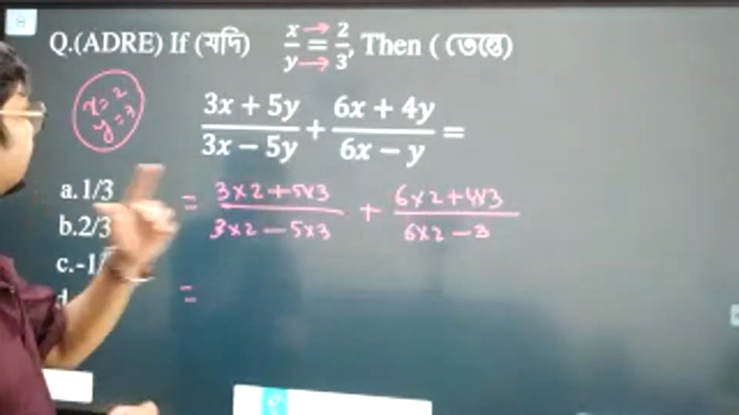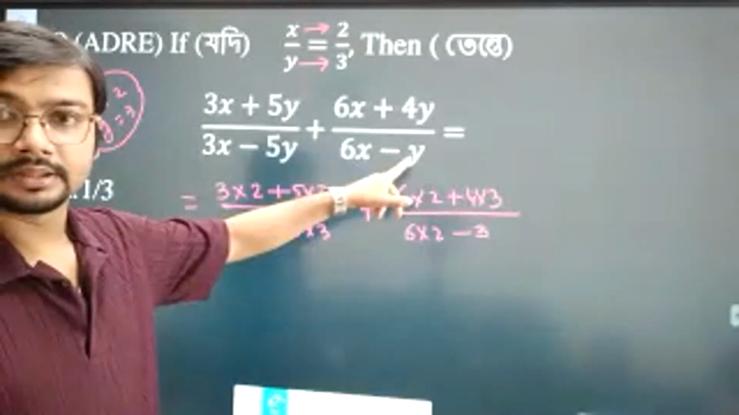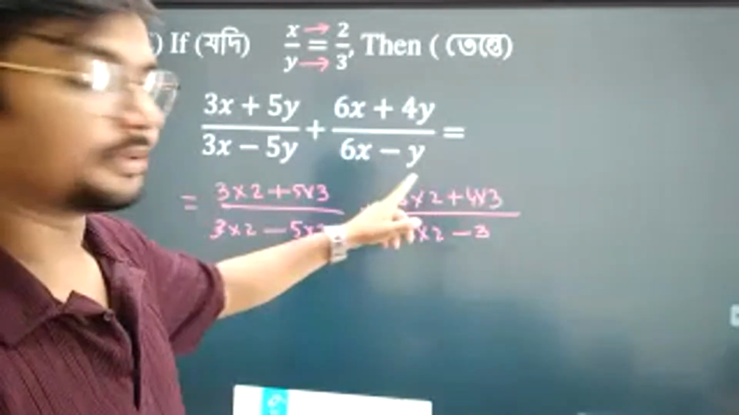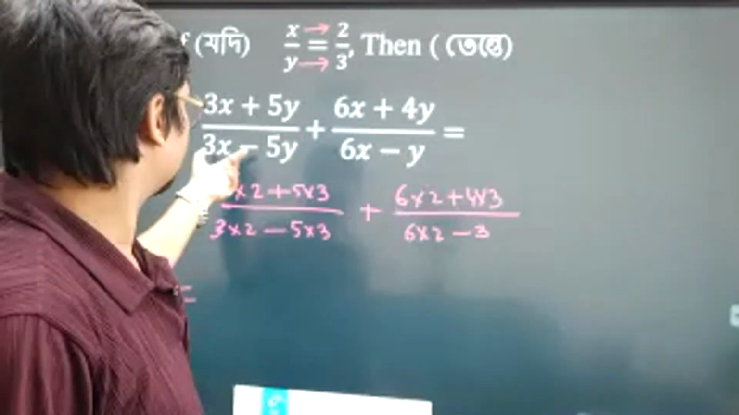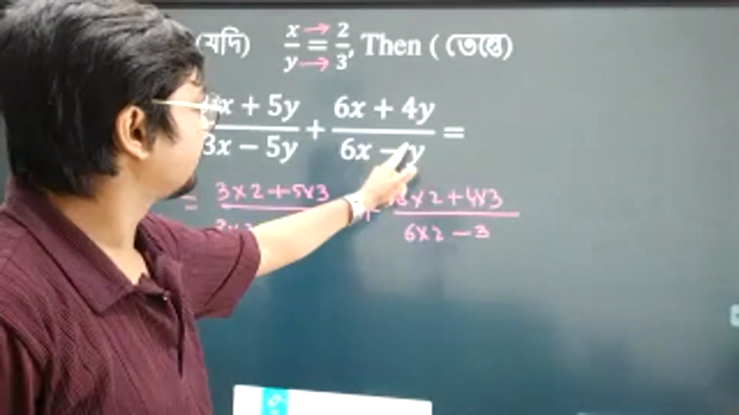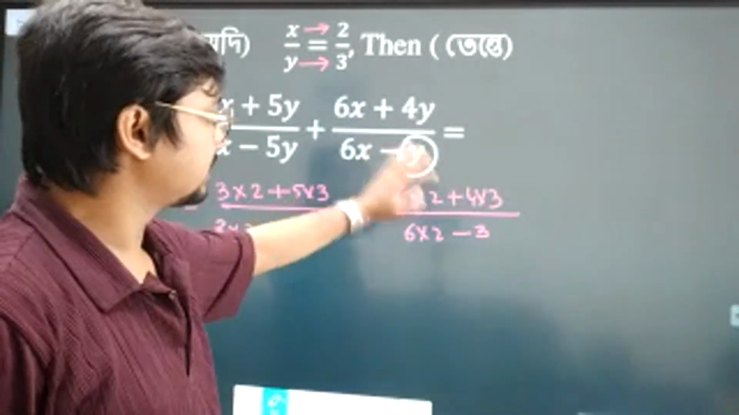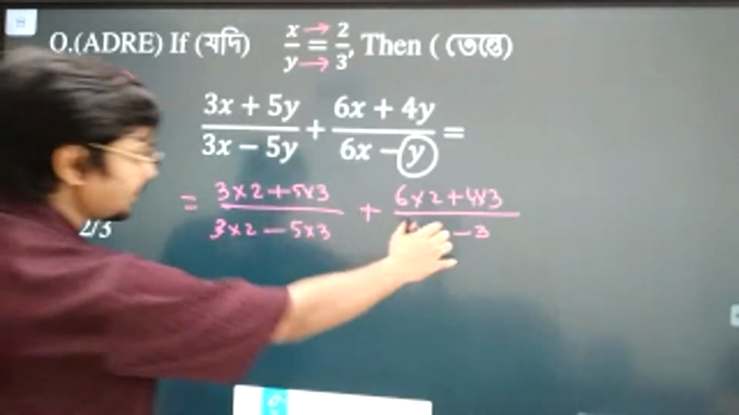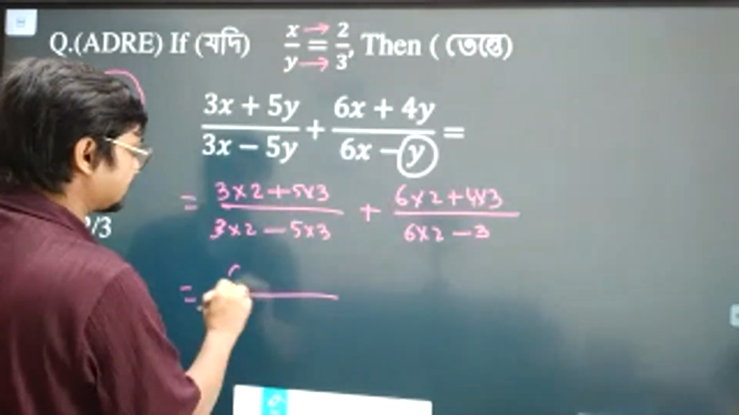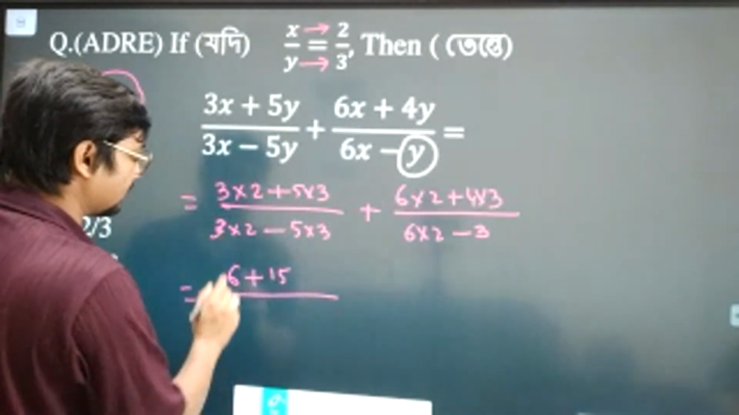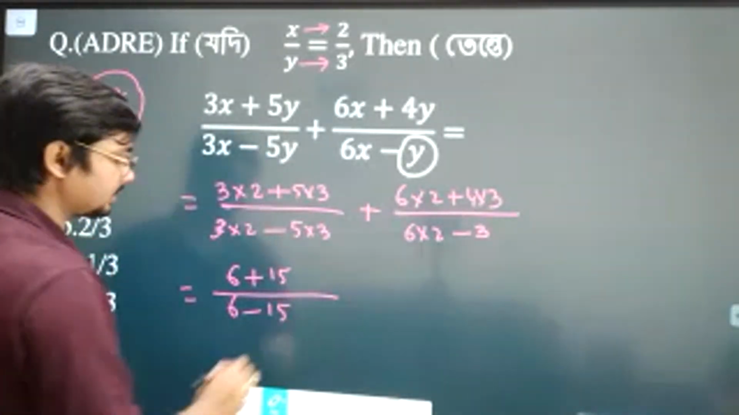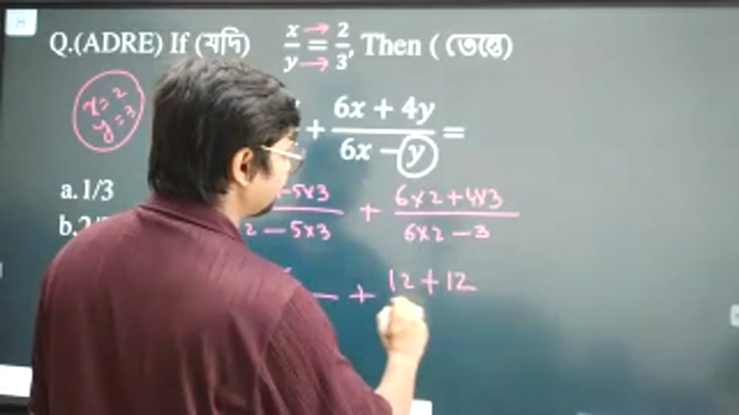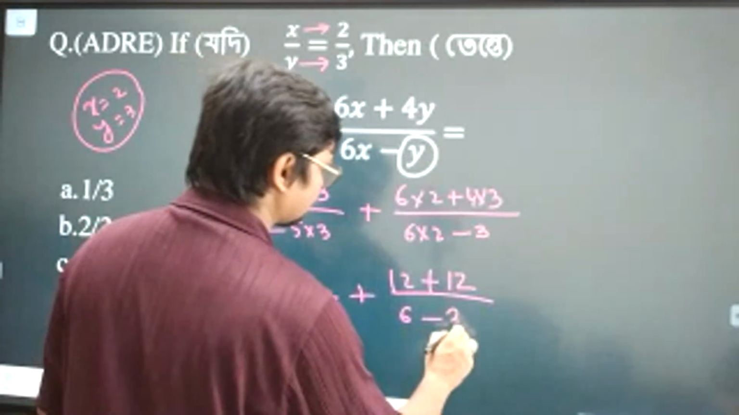But I have a doubt. I think there will be 4. Okay, I have a doubt. Maybe there will be 4 because in this the same values are given, so there is a chance of it being 4. Let's first simplify it and see whether the answer comes; if not, then give 4. Okay, so here it will be 6 plus 15, here it will be 6 minus 15, and here it will be 12 plus 12 divided by 6 minus 3.